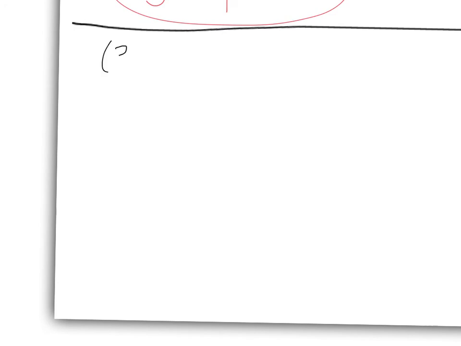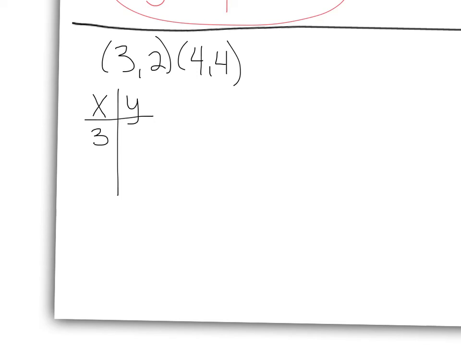This time, let's try 3 comma 2, 4 comma 4. Okay, if I'm given 2 points, the first thing I need to find is my slope. So if I list out my points, slope is my change in y. 2 minus 4 gives me negative 2, over my change in x. 3 minus 4 gives me negative 1. So change in y over change in x, a negative 2 over a negative 1 just leaves me with a positive 2.